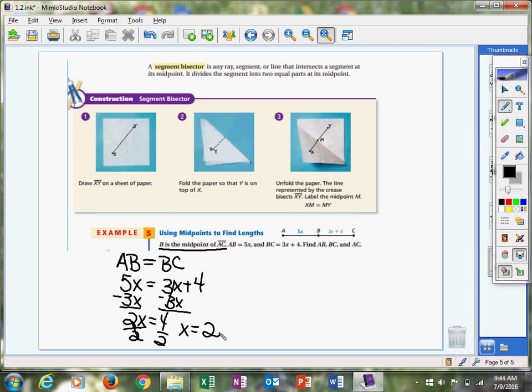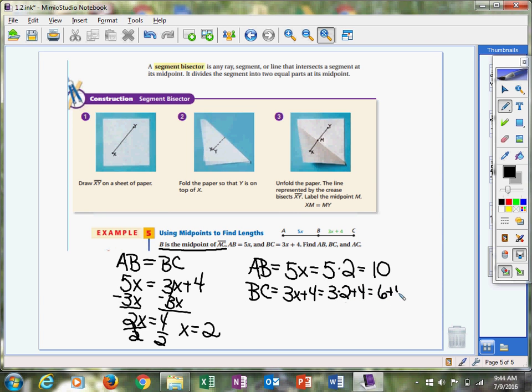Now they aren't asking you what is x. They're asking you, well, how long is segment AB? If AB is 5 times x, then 5 times 2 is 10. So AB is length 10, which means BC also should be length what? 10, but we'll show it mathematically. 3x plus 4, that will be 3 times 2 plus 4. 3 times 2 is 6. 6 plus 4 is 10. And then AC is going to be those 2 together, and that would be 10 plus 10, which is 20.